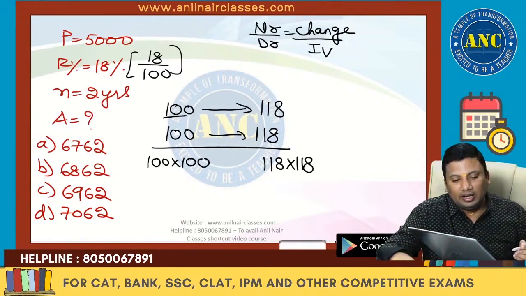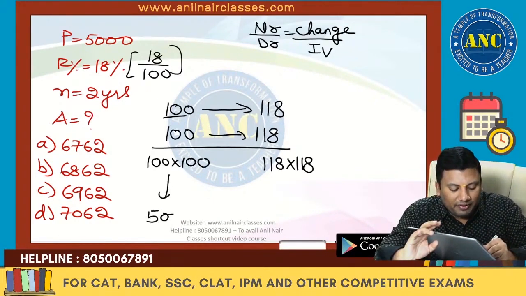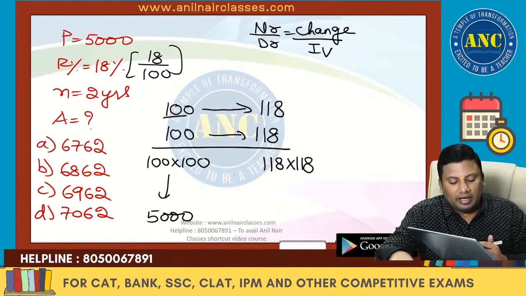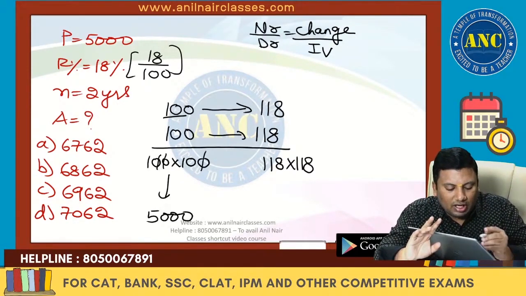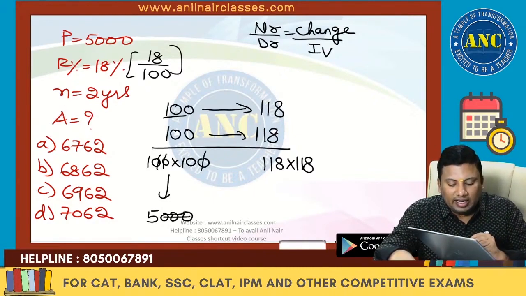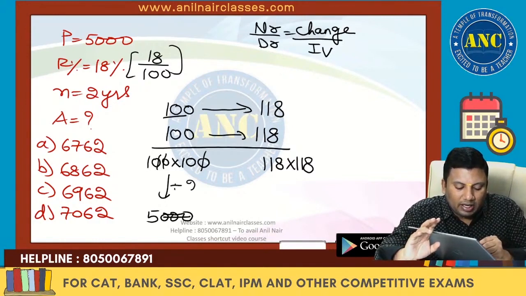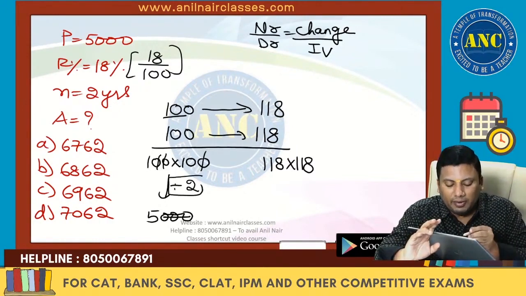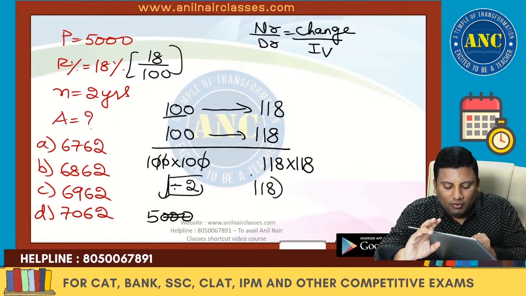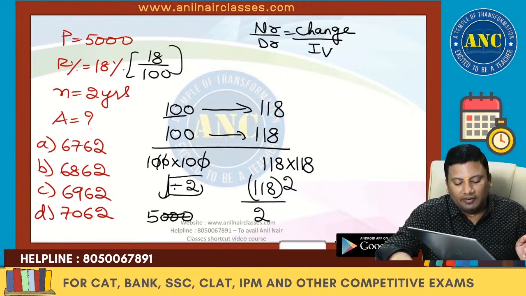Now see here, 100 into 100 became 5000. 3 zeros are out. I hope it is clear, right? So 3 zeros. This is nothing but 1, 2, 3. 3 zeros are out. 10 is divided, 10 is becoming 5 by 2. It is divided by 2. This is nothing but 118 whole square divided by 2.